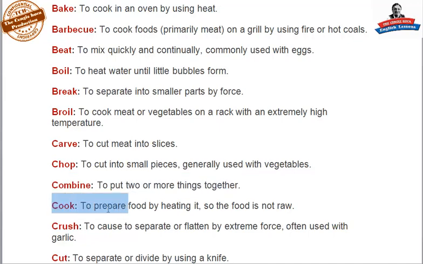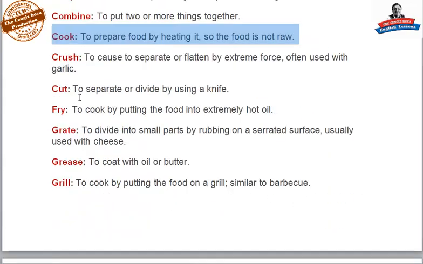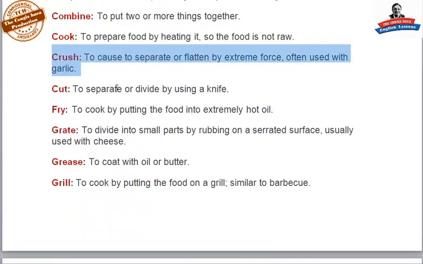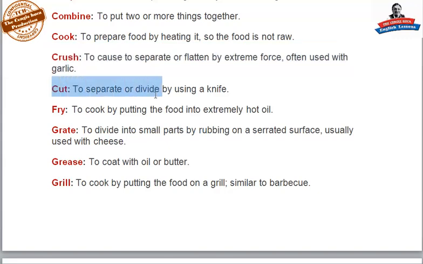Cook is to separate food. Cook is to prepare food by heating it, so the food is not raw. Crush, to cause to separate or flatten by extreme force, often used with garlic. Cut, to separate or divide by using a knife. Fry, to cook by putting the food into extremely hot oil.